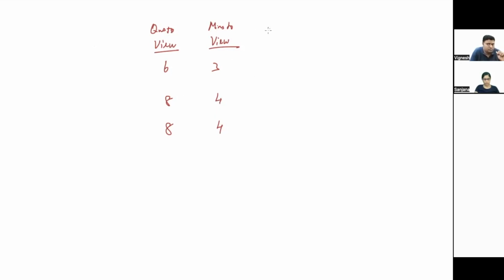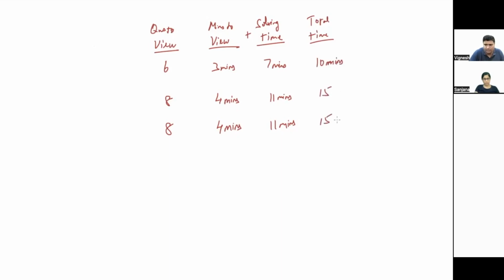Minutes to view, right? Solving time, 7 minutes here. I'll write it as minutes, otherwise it'll be confusing. So 11 minutes here, 11 minutes here. All right, minutes to view plus solving time is total time spent. 10 minutes, then 15 minutes for the next 8, and 15. So what I'm saying is this: 3 minutes or 4 minutes or 4 minutes.